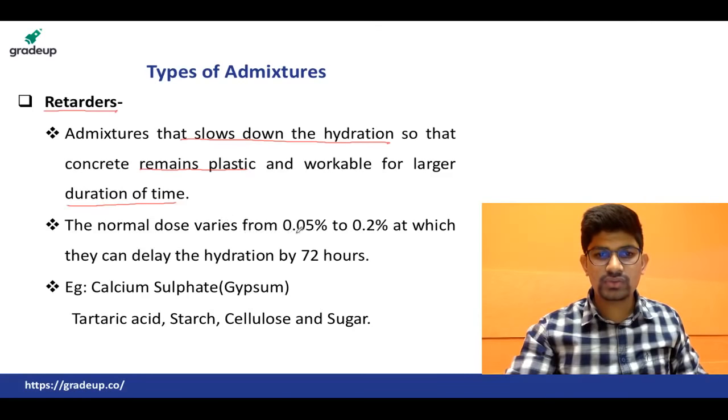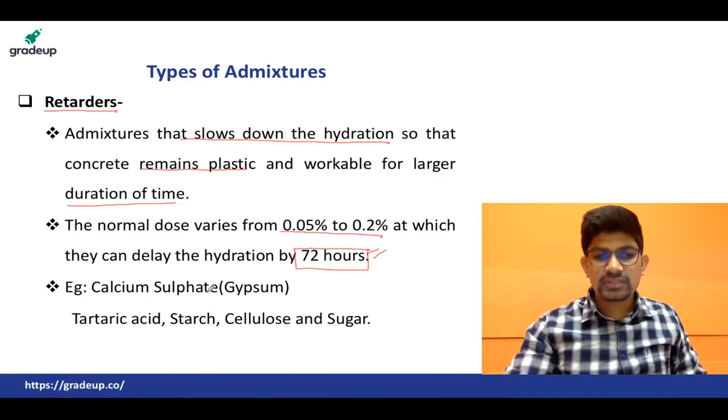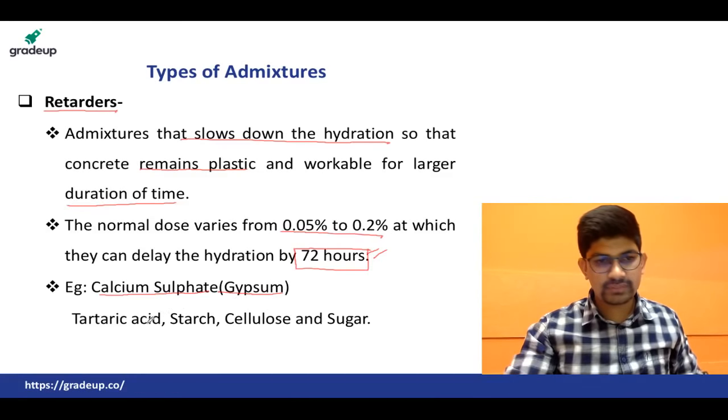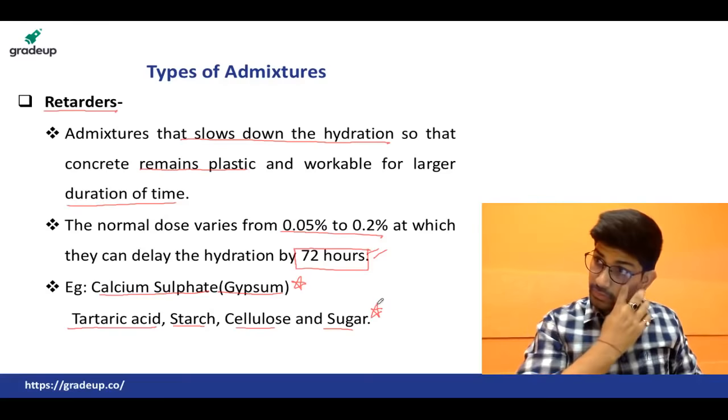Okay, so the normal dose varies from 0.05% to 0.2%, and that can delay the hydration up to 72 hours. So it's a very huge time with a small amount of dose, so they are chemically very active. Now, examples are calcium sulfate, also known as gypsum in normal language, tartaric acid, starch, cellulose, and sugar. Okay, so all these examples are very important from the examination point of view.